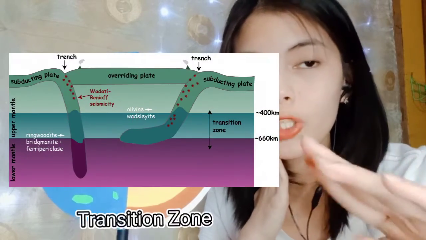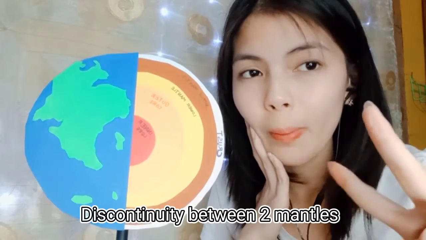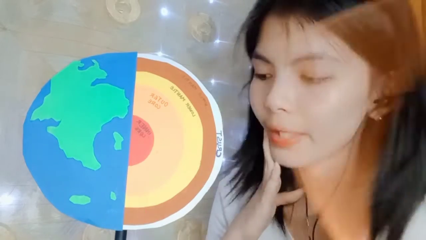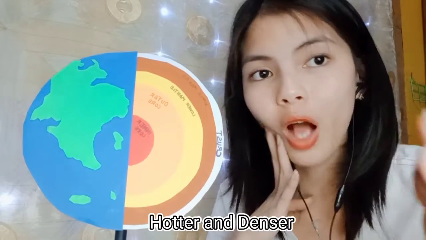Its 2 parts are separated by the transition zone, which is a discontinuity between 2 mantles. The upper mantle, which is cool, strong, and hard, consists of very thick layers of rocks, and the lower mantle, in contrast, is hotter and denser.